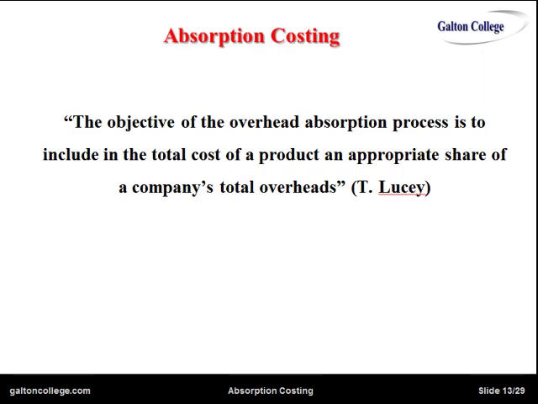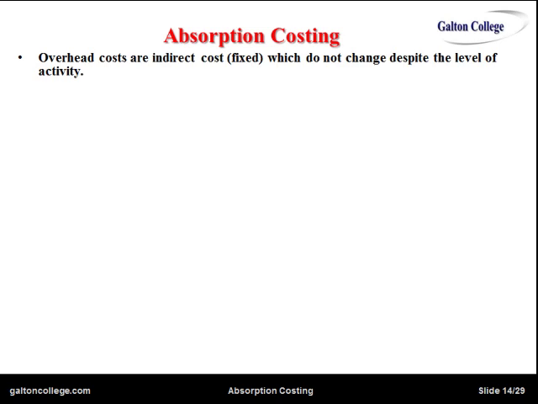Now let's go back and talk about absorption costing. The objective of the overhead absorption process is to include in the total cost of a product an appropriate share of a company's total overheads, according to Tom Lucey. Overhead costs are indirect costs, fixed, which do not change despite the level of activity. So overhead costs are fixed costs. They have to be met irrespective of the level of output. They do not vary with the level of output.